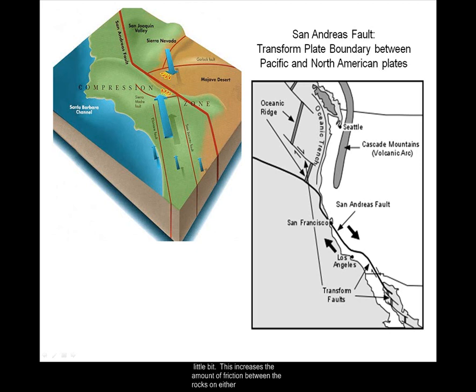Here, the two plates are actually moving towards one another, converging, pressing into each other a little bit. This increases the amount of friction between the rocks on either side of the fault, causing them to be locked together extra tight. That allows additional energy to build up at the fault line, which produces an extra large earthquake when the rocks finally break.